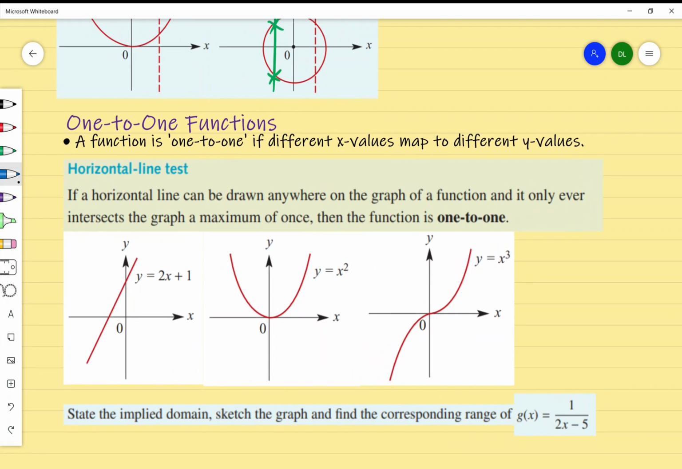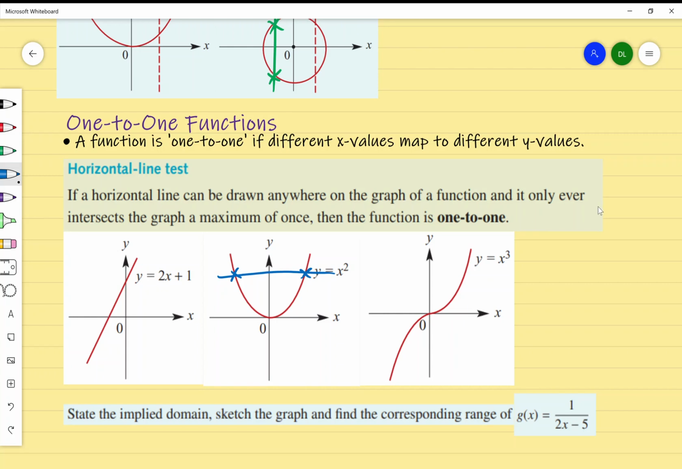Over here, you can see that if I draw a horizontal line through, let's say, this point here or here or here, wherever it is, there's only one intersect between the horizontal line test and the graph itself. Whereas if I do it for something like this, you can see that it intersects twice. What it's saying is that for the same y value, let's say y equals 9, x could be either 3 or negative 3. And so therefore this function is not a one-to-one function.